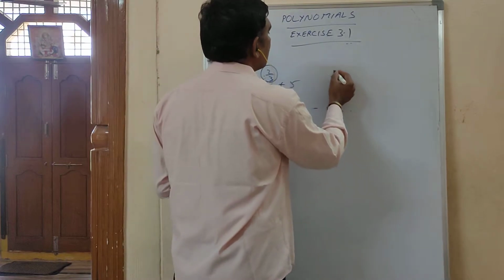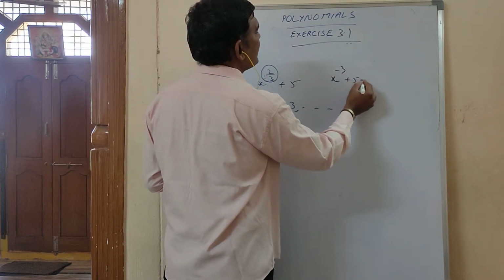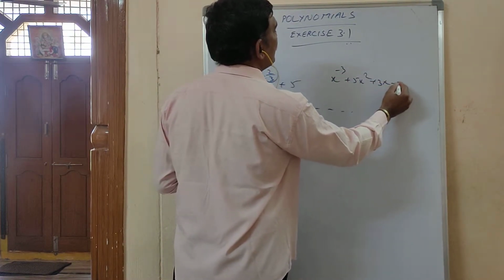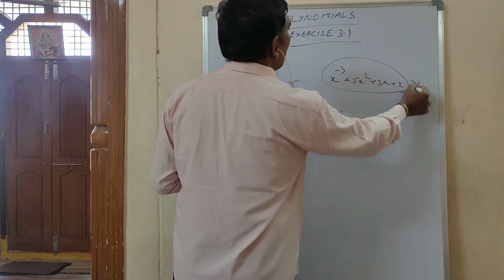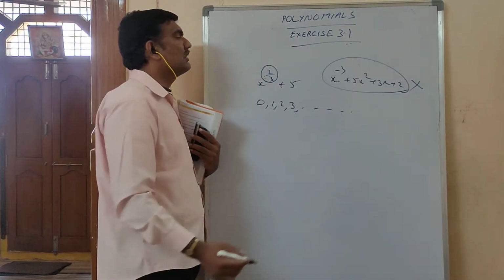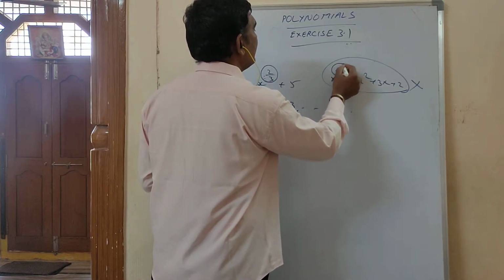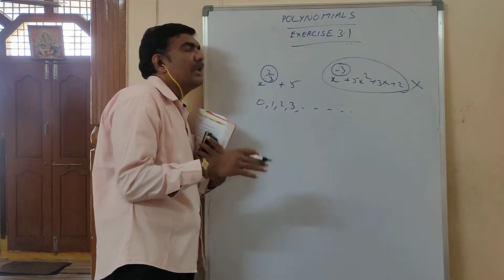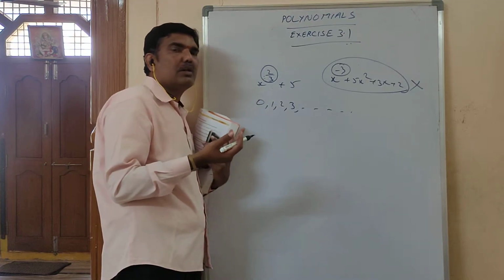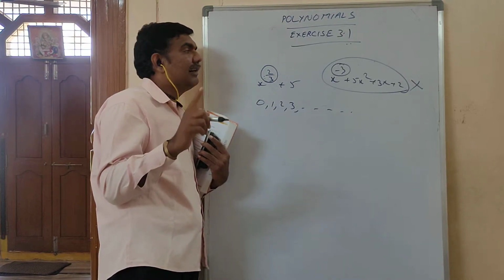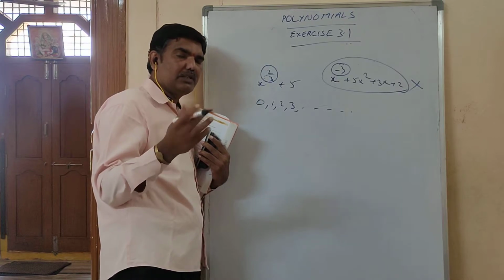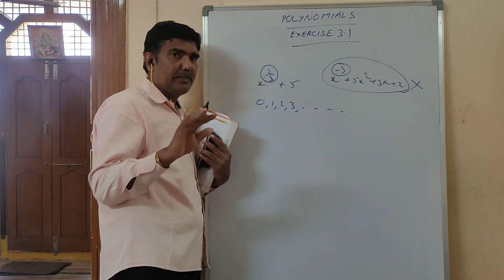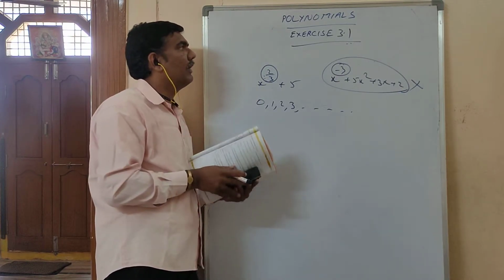Next, x power minus 3 plus 5x square plus 3x plus 2. It is also not a polynomial because the power of x is a negative number. It should be non-negative, but here the power of x is negative. If one term has a negative power, the entire algebraic expression is not a polynomial.